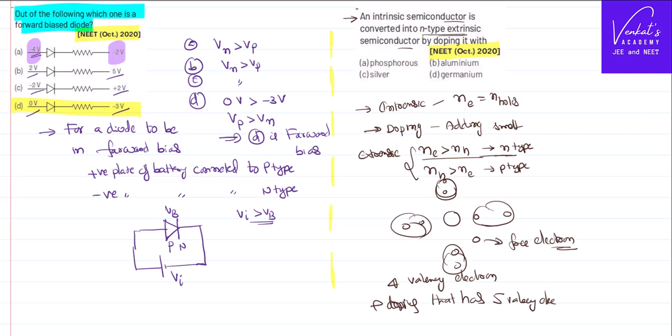So for getting n-type extrinsic, you shall add a material that has 5 valence electrons. Phosphorus is the one among the given options that has 5 valence electrons, and hence that's the answer for the problem. That's how we solve this problem. Thank you for watching.